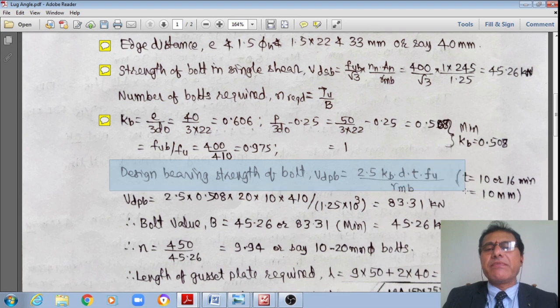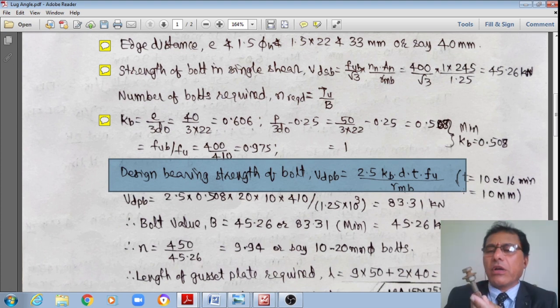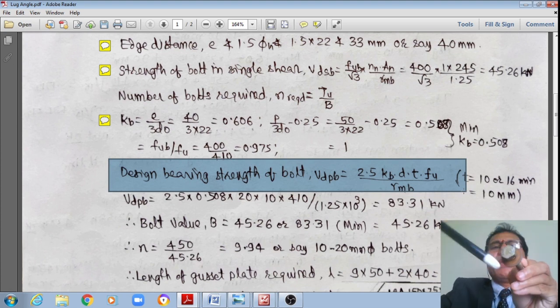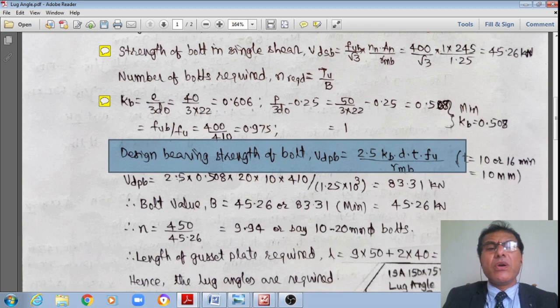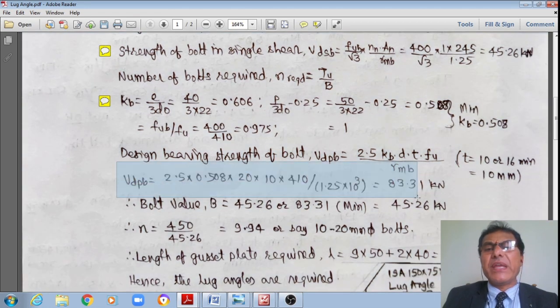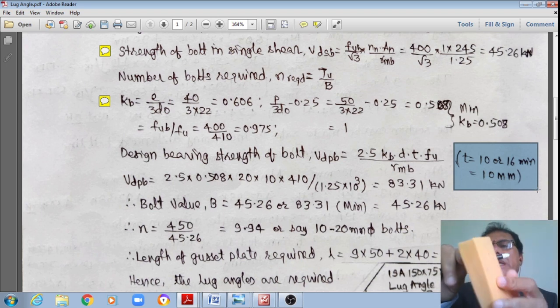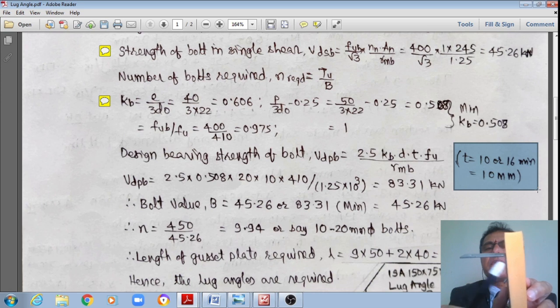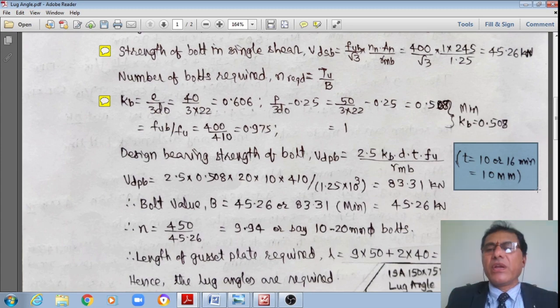Therefore, the design bearing strength of the bolt in bearing, in contact surface along the periphery, is VDPB upon substitution: 2.5 multiplied by 0.508, because kb is equal to 0.508, and d is equal to 20. Where t, however, what is t? t is the thickness of the main angle. Thickness is equal to 10 mm, and that of the gusset plate is equal to 16 mm. Therefore, out of these, the main angle will fail first in contact bearing. Therefore, t is equal to 10 mm.